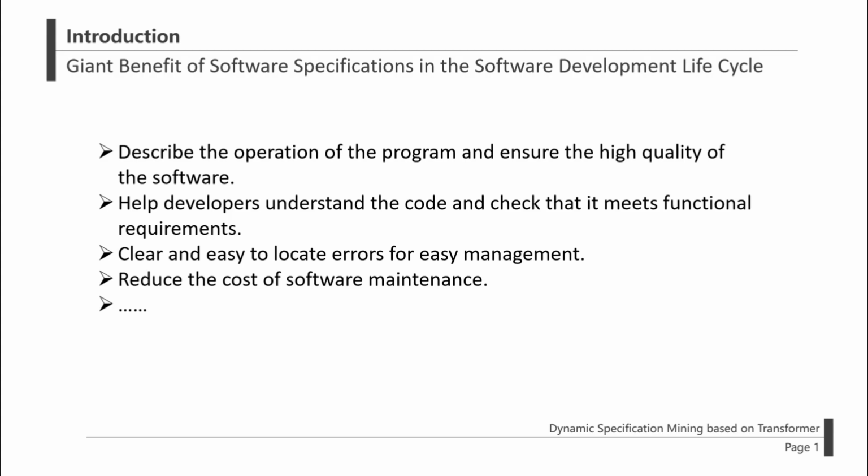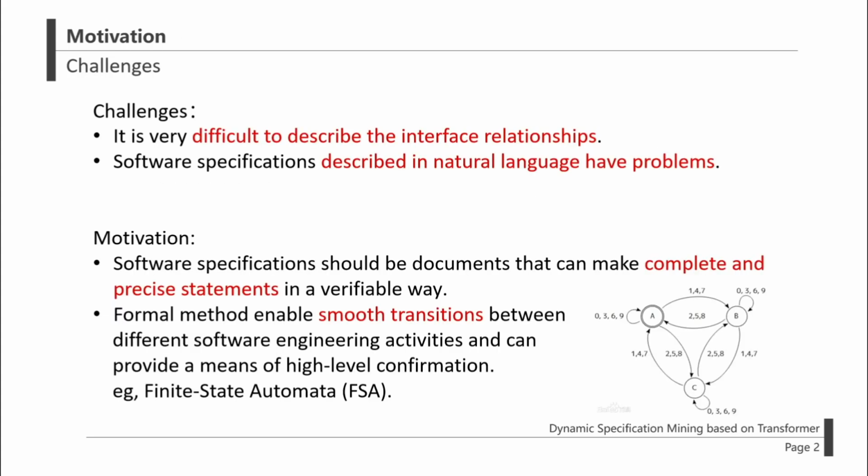Software specifications play an important role in the life cycle of software development. Software specifications accurately describe the operation of the program and ensure the high quality of the software. They help developers understand the code and check that it meets functional requirements. They make errors clear and easy to locate, are easy to manage, and are able to reduce the cost of software maintenance and so on.